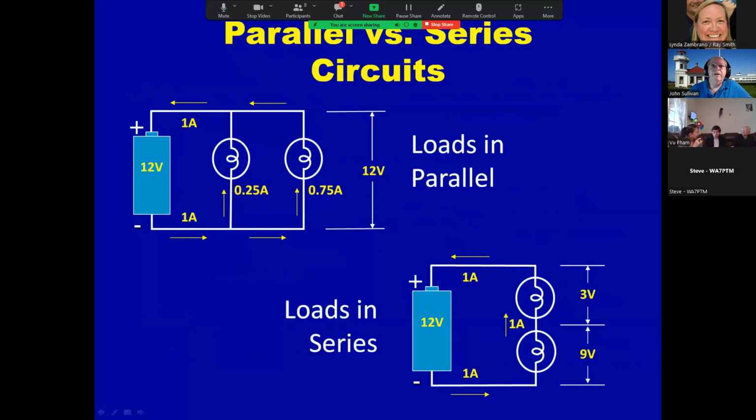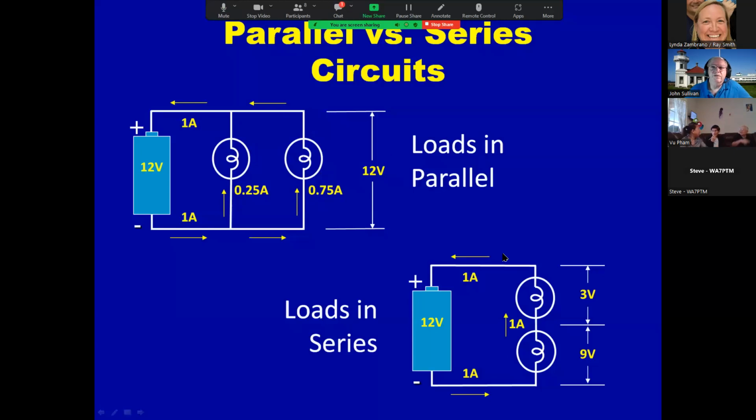Okay, so looking again here at parallel versus series circuits, you can see we've got loads in parallel up here at the top. When you have a parallel circuit, the current has more than one path to follow. So the current splits up, if you will. Loads in parallel will have the same voltage across each load, but the current flow will be different because the current splits up, essentially. And how much resistance each has will determine how much current flows through each of those.